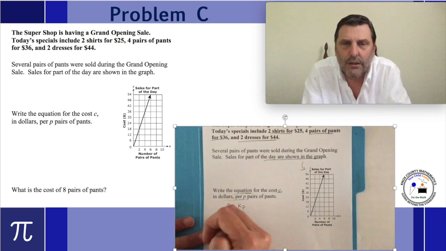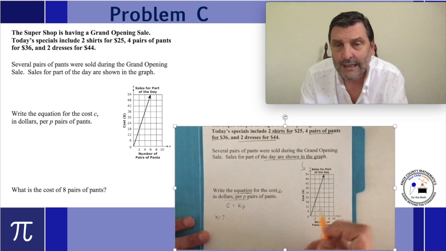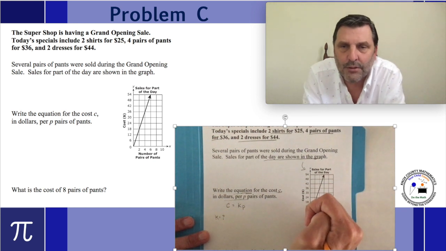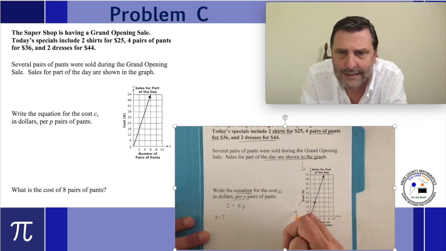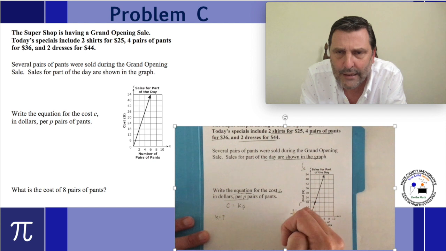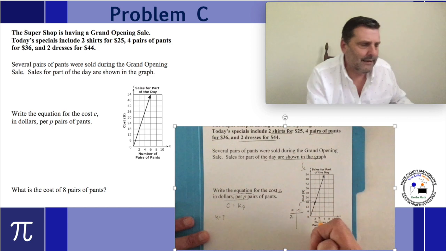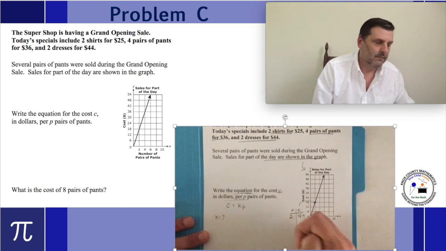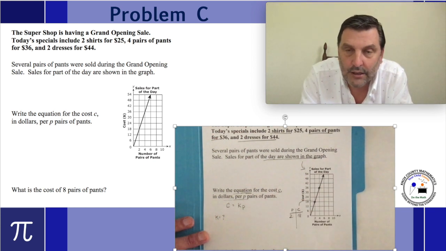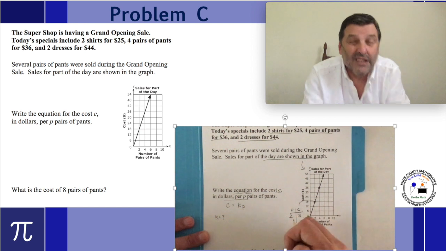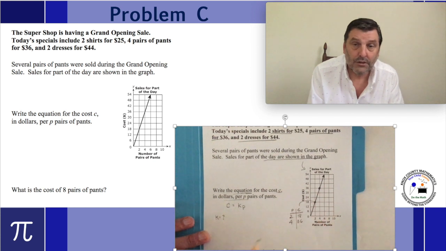I know my equation is C equals K times P. C is my Y, which is the cost, times K times the number of pants, P. Well, let's see if we can find some values that would create a table. If I look right there, if I bought two pairs of pants, how much would it cost? It looks like it would cost about $18, if I'm not mistaken. If I look again, if I bought four pairs of pants, it looks like the cost would be $36. So I can take from the graph and create a table, much like I had in the previous problem.